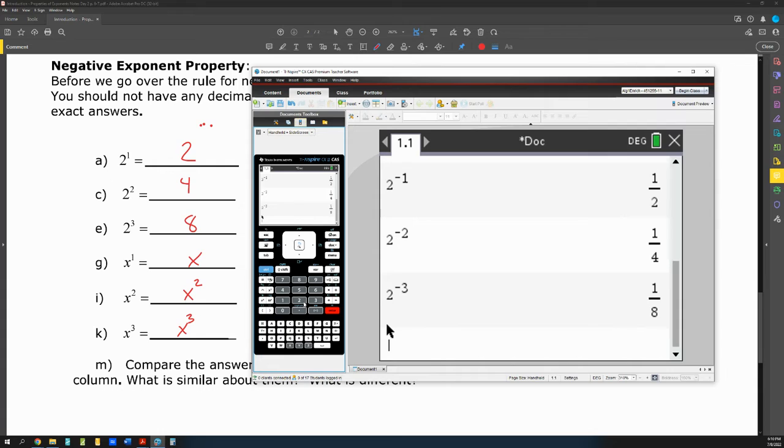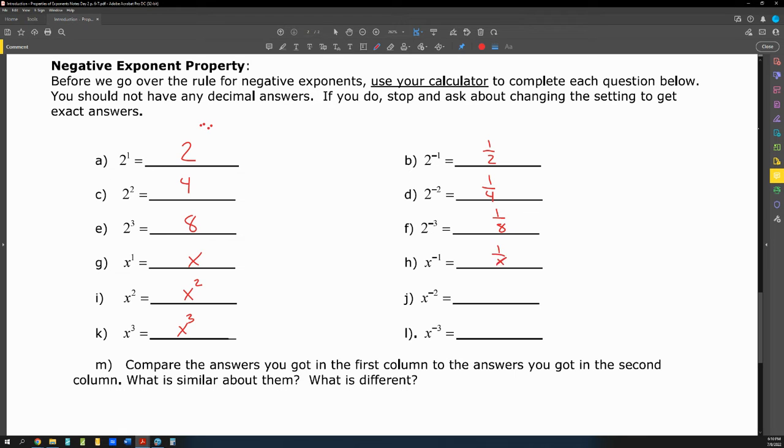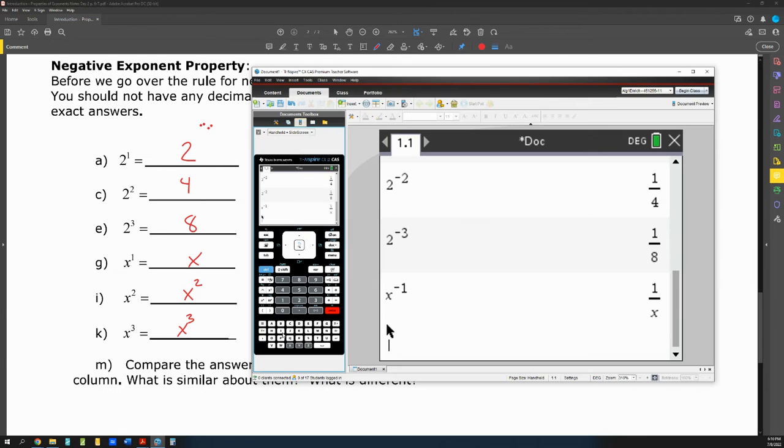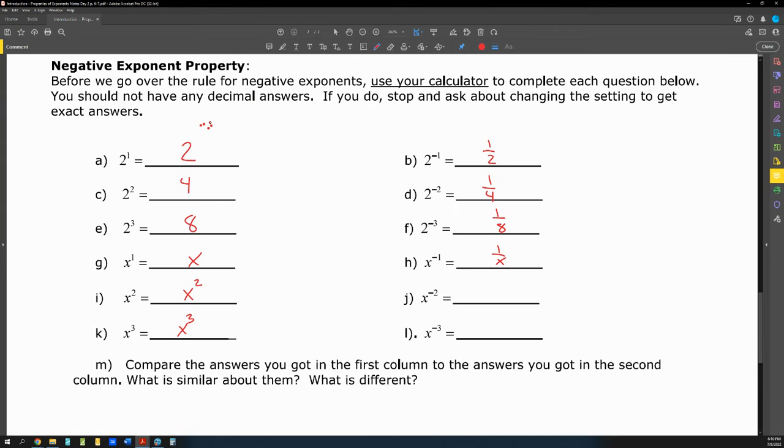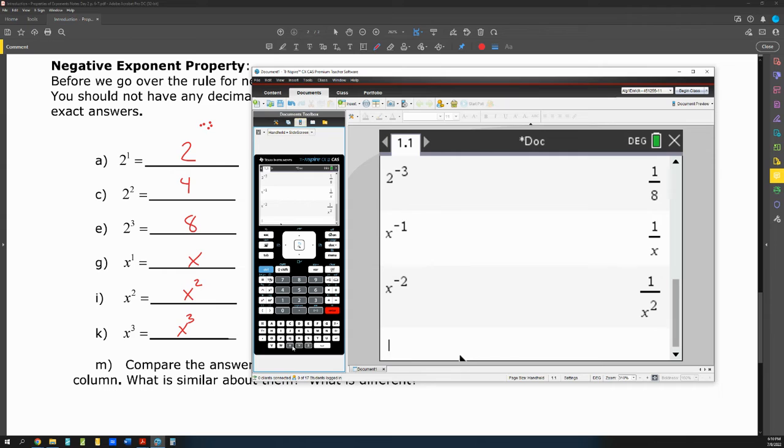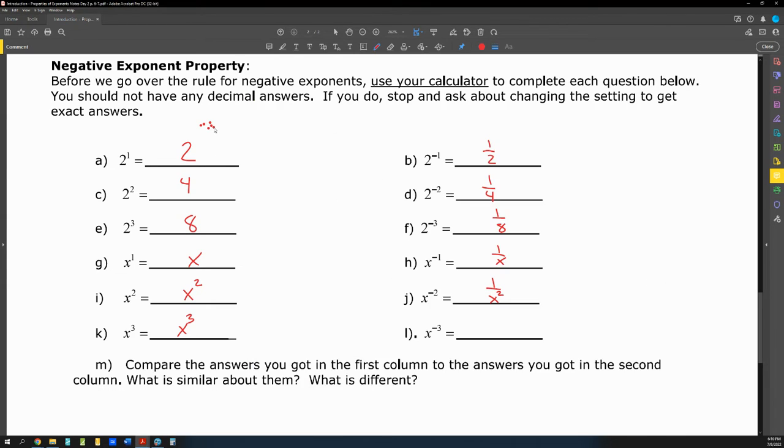x to the negative first power is equal to 1 over x. x to the negative 2 is equal to 1 over x squared. And finally, x to the negative 3, we get 1 over x cubed. Oops, 1 over x cubed. There we go. So take a look at these columns and see, what do you notice about these columns?